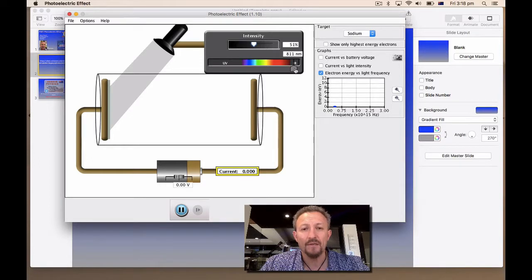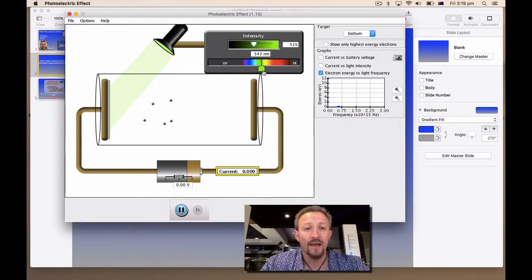Now what's going to happen is I'm going to increase the wavelength here. As I increase the wavelength, what you'll notice is nothing happens. In red, nothing happens. We go into orange, nothing's happening. Go into yellow, and then we start just going into green. We're around 530 odd, and look, there comes our electrons.